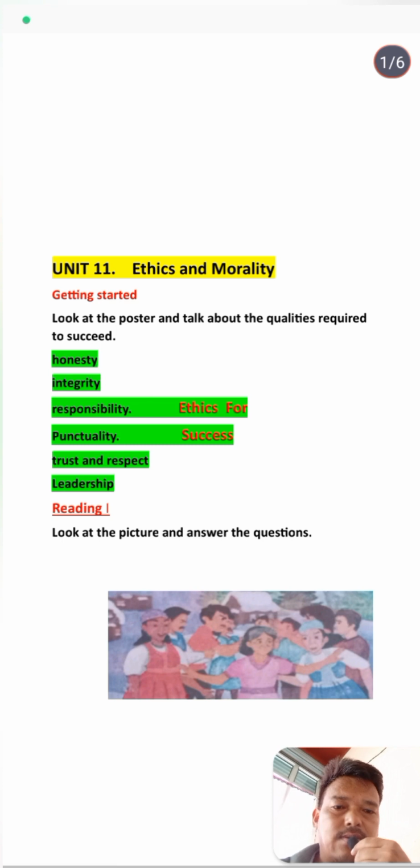So I can see the people. Obviously, students, they all are fighting and they all are making arguments. So this is what I can see here in the picture.